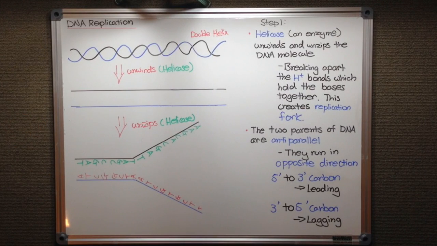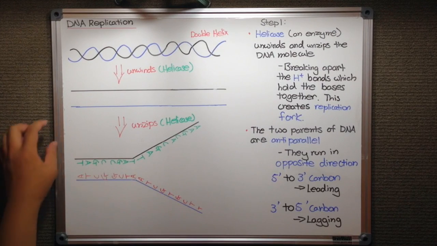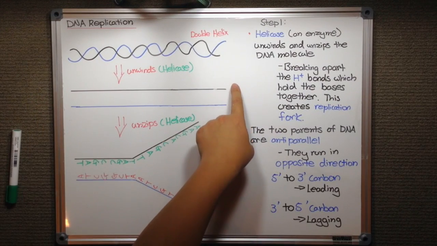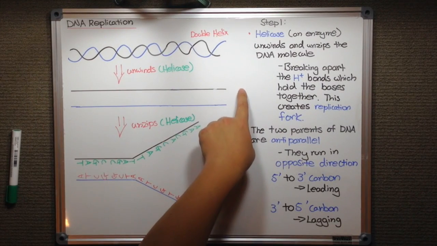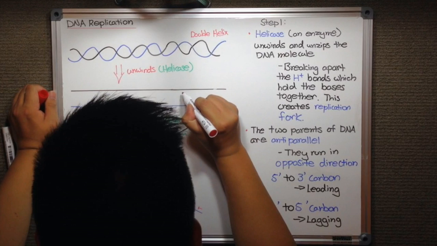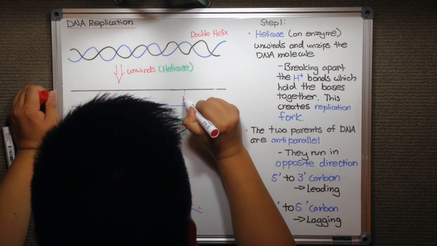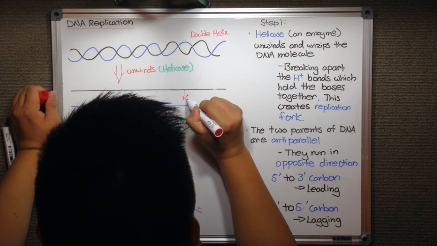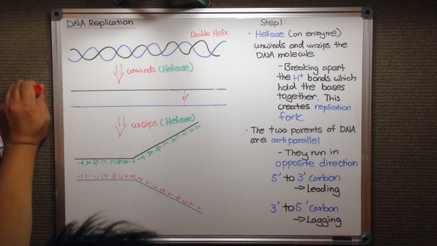Now, what does helicase do? Helicase breaks apart the H bonds which hold the bases together. If you have a look here, we have our unwound DNA. We have one strand over here and another strand here. It breaks away the H bond that is connected in between the bases, the H bond between the bases.